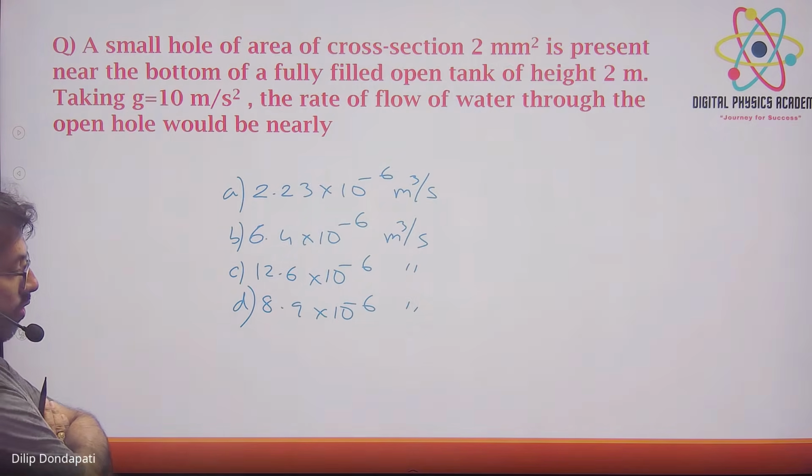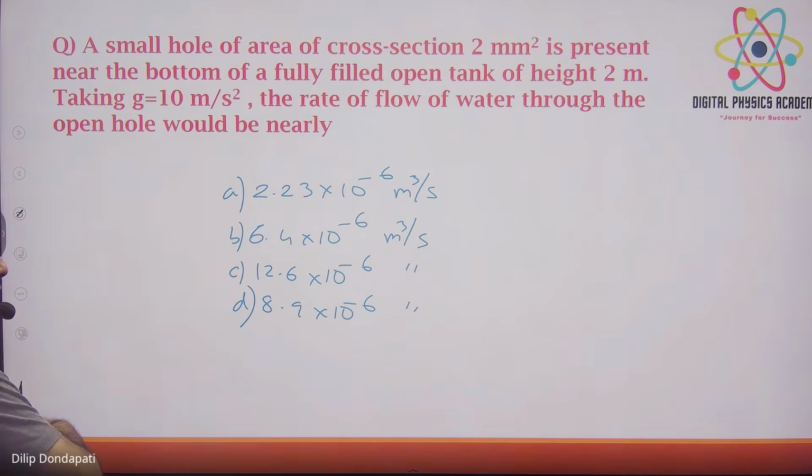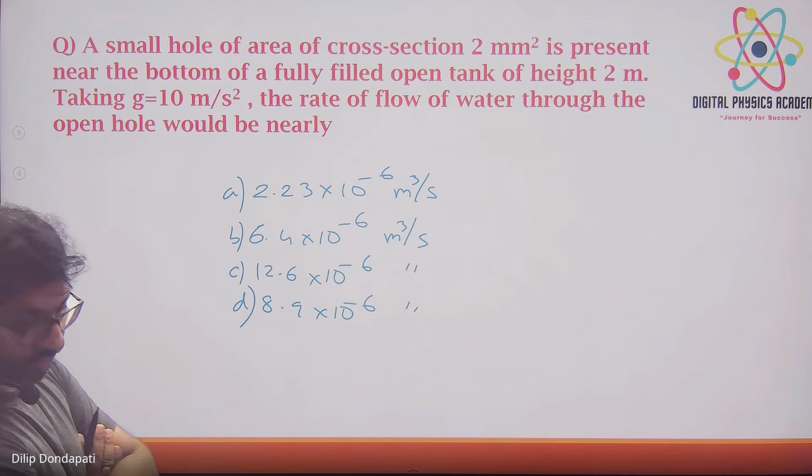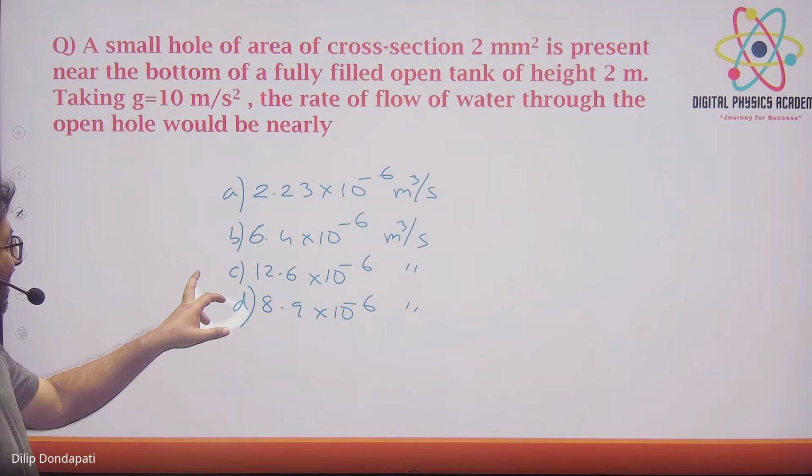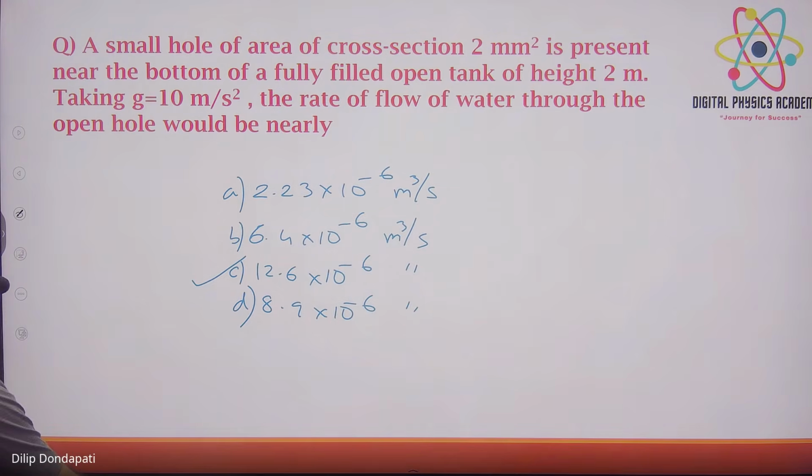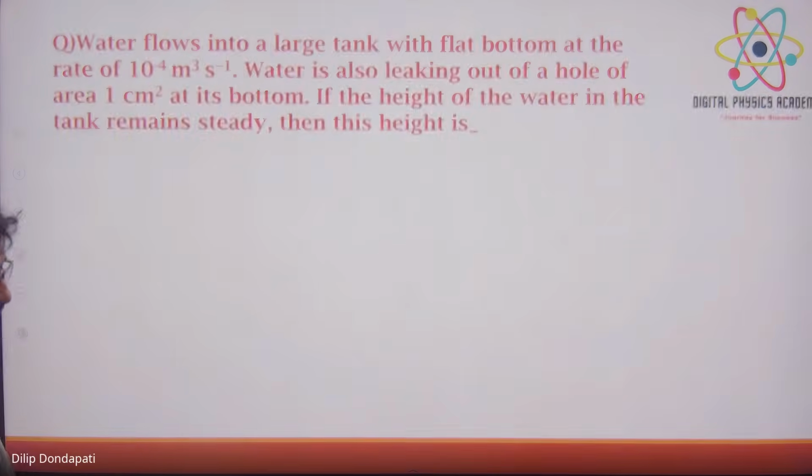Area into velocity. After getting the velocity, multiply it with the area to get the rate of flow. So C, area again. Yes, so 1 second. Area into velocity, right? 4 into 4, 4 into 3, 12, correct. Next one.